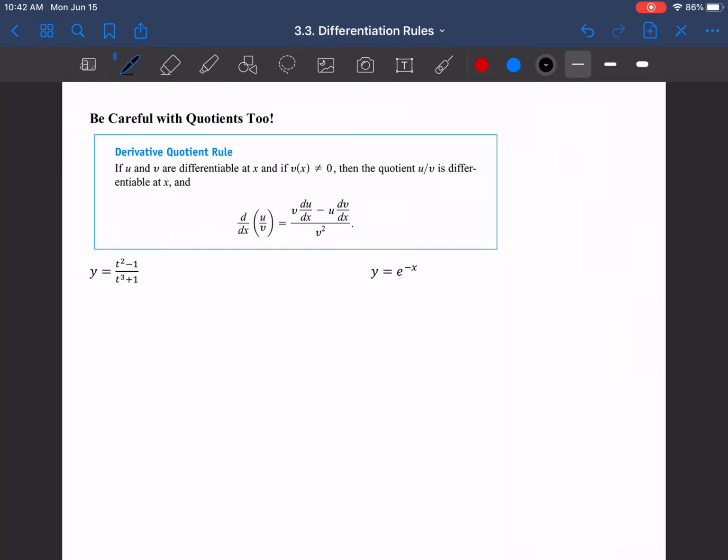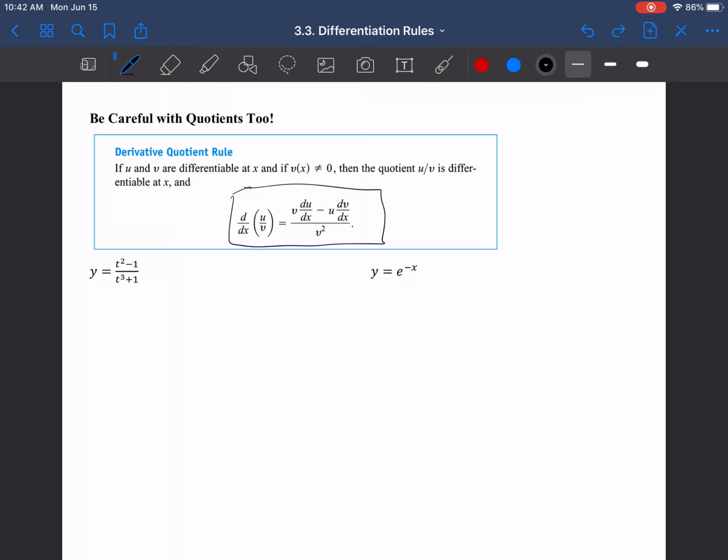All right, what do we do with quotients? What if we have a function u and a function v, and we have u divided by v, and it's differentiable? So in other words, v is not 0. How do we find this? And this is it right here. It's very similar in the numerator to the product rule, except it's a minus instead of a plus right there. And then we just divide it by whatever the denominator is squared.